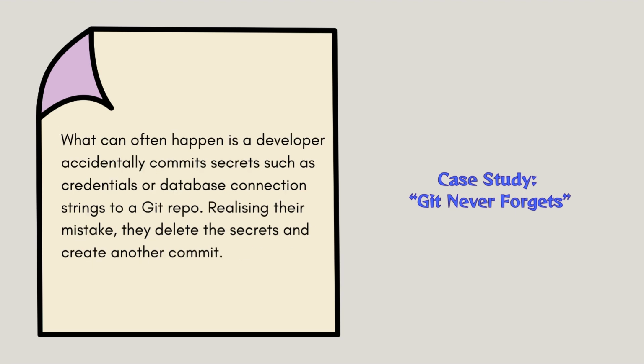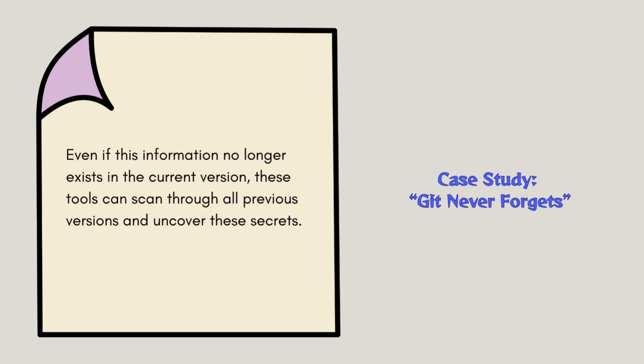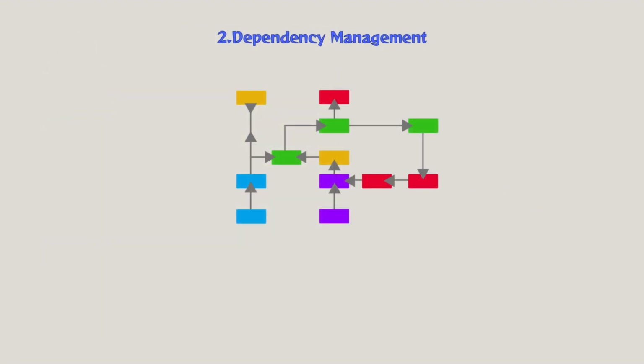What can often happen is a developer accidentally commits secrets such as credentials or database connection strings to a Git repo. Realizing their mistake, they delete the secrets and create another commit. However, the repo will now have both commits. If an attacker got access to the repo, they could use a tool such as GitLeaks, which would scan through the commits for sensitive information. Even if this information no longer exists in the current version, these tools can scan through all previous versions and uncover these secrets.